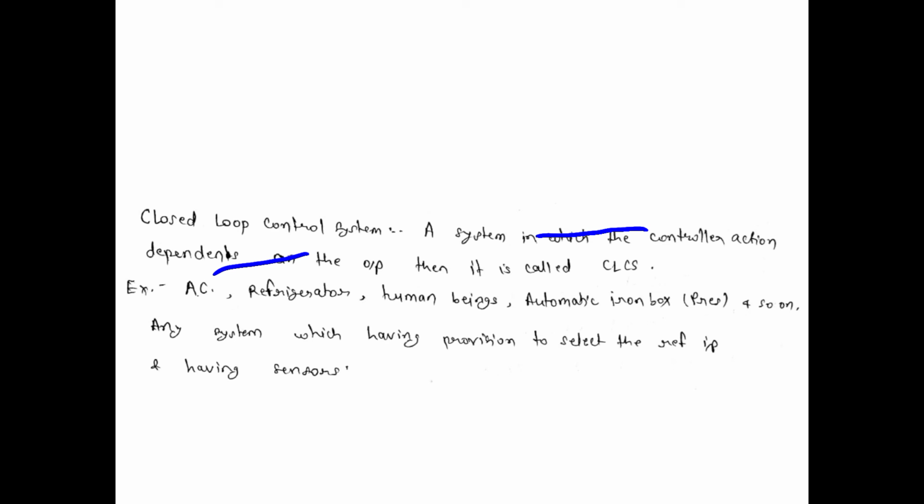A human being is also an example of a closed loop control system. How? Suppose you are cooking food, and while cooking you are simultaneously tasting it. Now you taste it and you feel that there is less salt. How do you feel it? Because you have senses, you tasted it, so you get to know that there is less salt. Now you put in more salt to make it taste good. So, based on your senses, you are taking action. Your controller is taking action. This is how a human being is a closed loop control system.